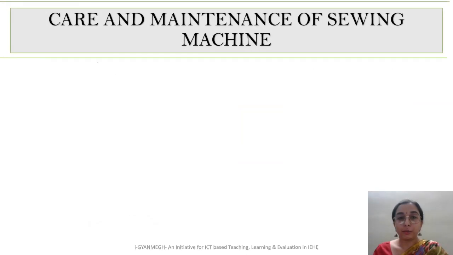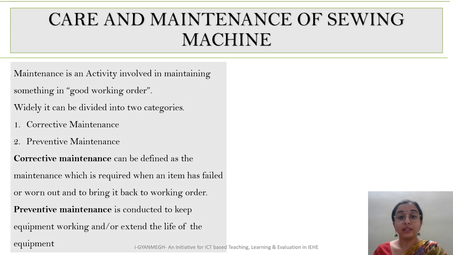On to our next topic, that is care and maintenance of sewing machine. So what is maintenance? Maintenance is an activity to keep something in a good working condition. Mainly, it is divided into two categories. First is the corrective maintenance and second is the preventive maintenance.